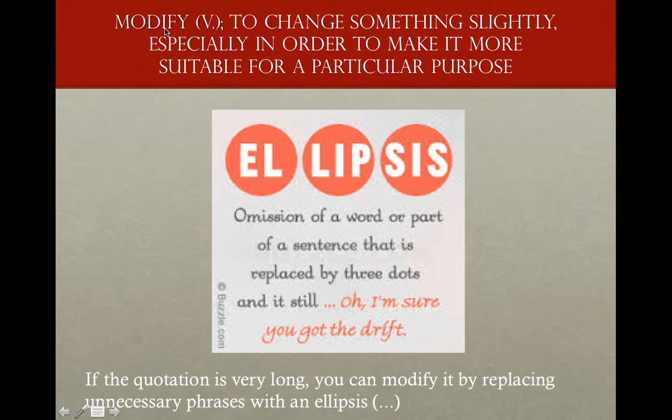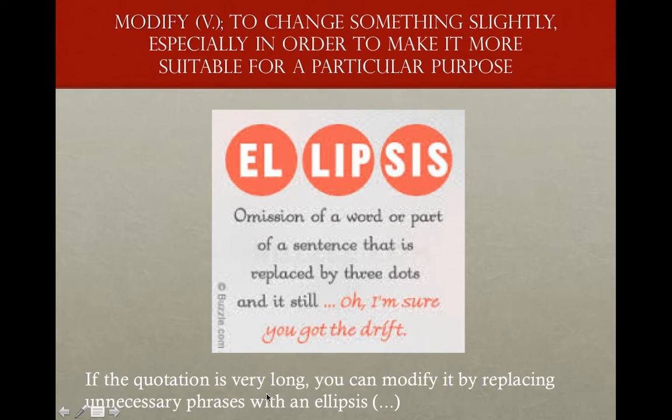How do you know that modify is a verb? Look at the definition. It starts with "to change." Changing something, that's an action. You're actually doing that. To change something slightly is barely changing it, a small change. Especially in order to make it more suitable, to make it fit better, to make it go along better for a particular purpose. Let's look at our example.